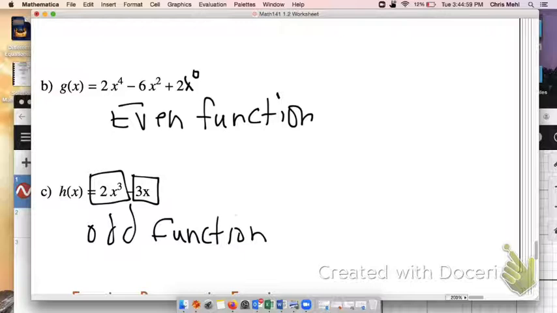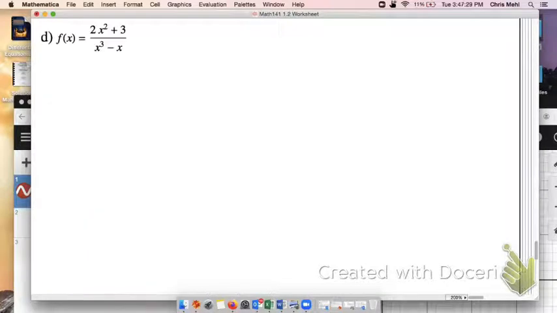Now, the reason I want to do another example, maybe I'll just call this part D, is if you have a quotient or a rational function where you have a numerator and a denominator, then it's a little more complicated. Okay. It's not just about whether the powers of x that are appearing are even or odd. It's just not that simple. Okay, so what if I want to look at f of x equals 2x squared plus 3 over x cubed minus x, and I want to know if it's even, odd, or neither.